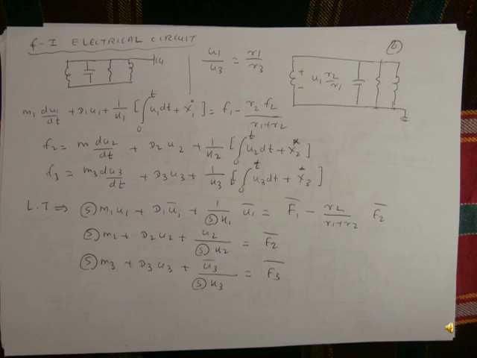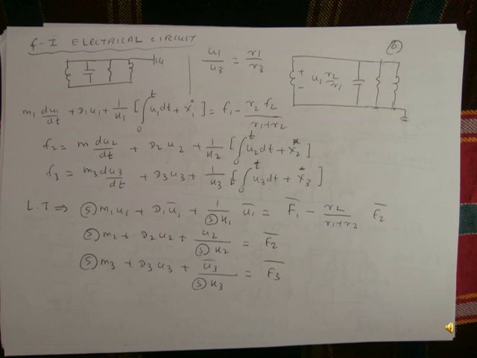So M1 dU1 by dt plus D1 U1 plus 1 by K1 integration 0 to t of U1 dt plus H1 beta is equal to F1 minus R2 F2 divided by R1 plus R2. So F2 is equal to M2 dU2 by dt plus D2 U2 plus 1 by K2 integration 0 to t of U2 dt plus H2 beta. So F3 equals M3 dU3 by dt plus D3 U3 plus 1 by K3 integration 0 to t of U3 dt plus H3 beta.